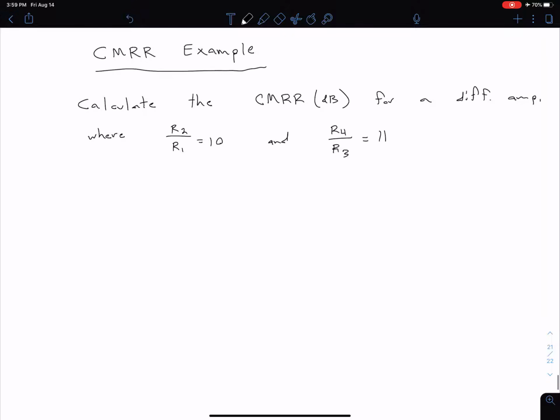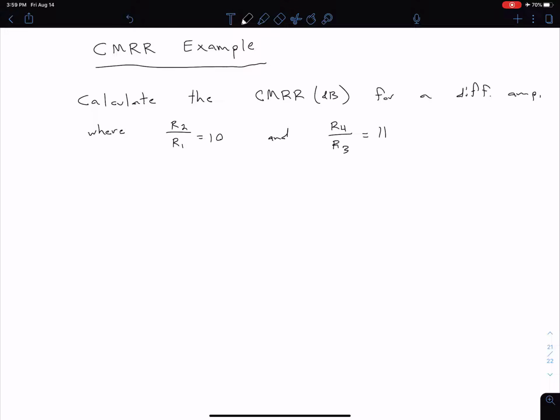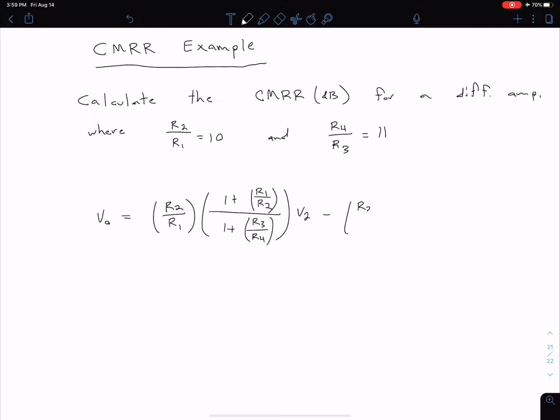So what we can do is go back to the equation that we had when we were first introducing our difference amplifier. We said that the output voltage is equal to R2 over R1, times some weird fraction where we had 1 plus R1 over R2, divided by 1 plus R3 over R4. So we had something that looked like that, all of that multiplied by V2, minus R2 over R1 times V1.